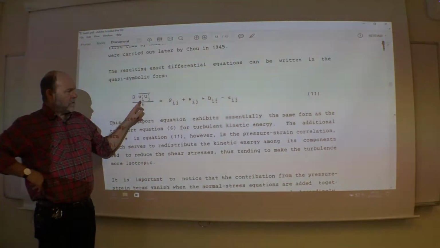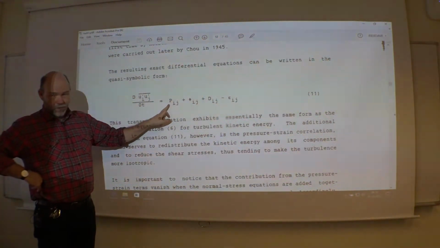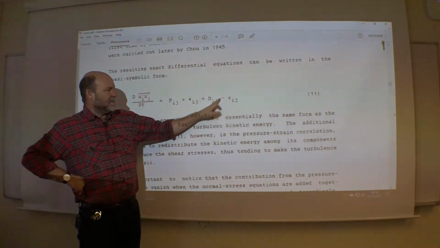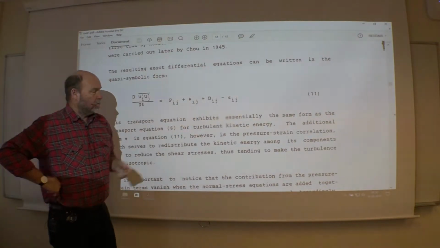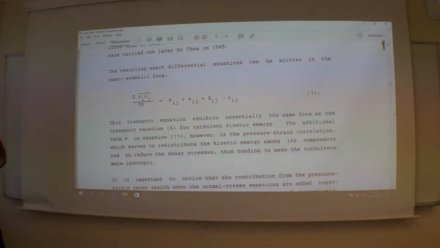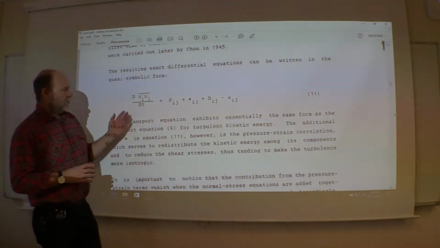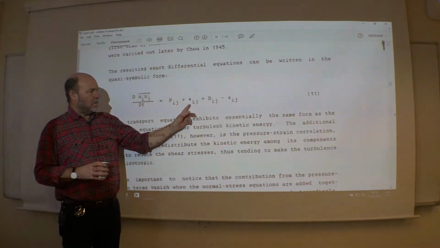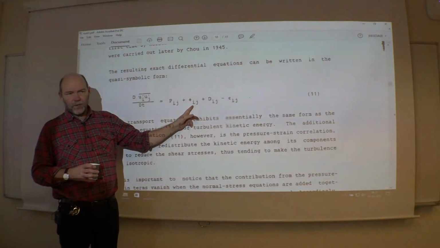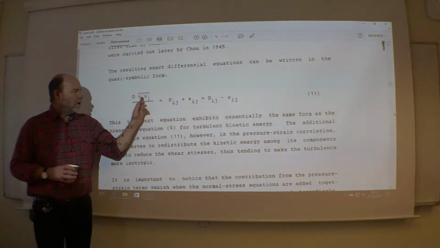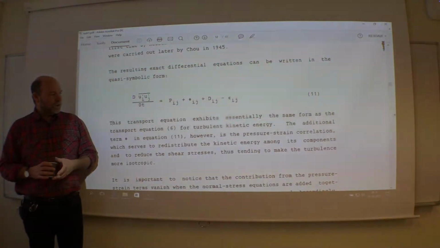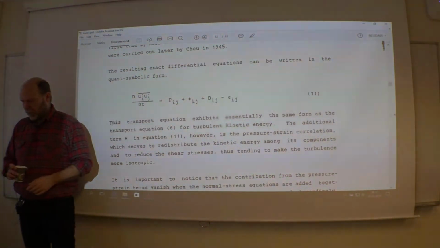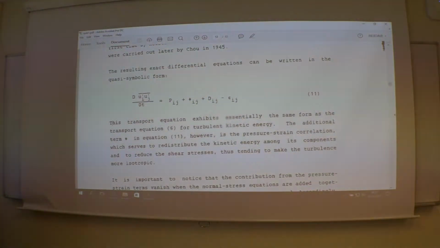The change of a Reynolds stress equals something that produces it, something that diffuses it, and something that destroys it. And then we have one additional term that we haven't seen before, something that was not present in the transport equation for either K or epsilon. This one, it's a redistribution term. It can take energy from one of these components and give it to some of the others. So I think they also call it a pressure strain term.